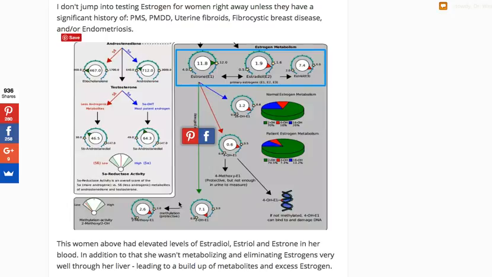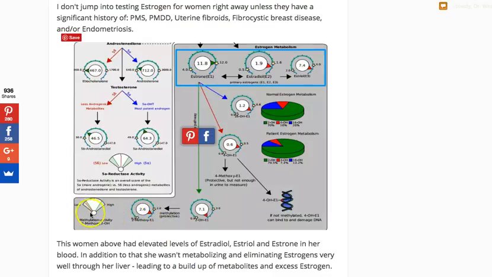But it flags this, and it helps it get eliminated in the body. So in order to get rid of this 2-hydroxyestrone, you have to flag it and turn it into 2-methoxyestrone. So what you can do is look at how much this person has. You can see this little meter here. Okay, they have a lot of 2-hydroxyestrone. Check, that's good. But how much are they actually methylating?